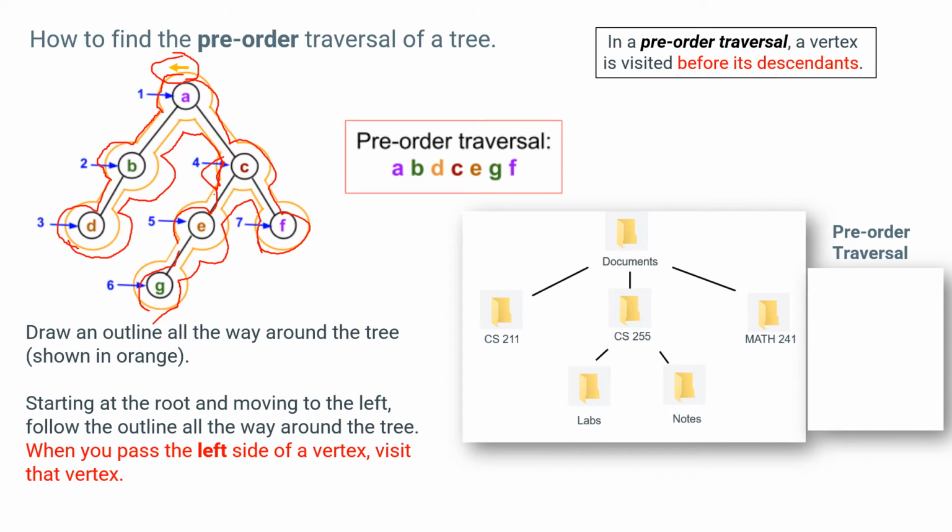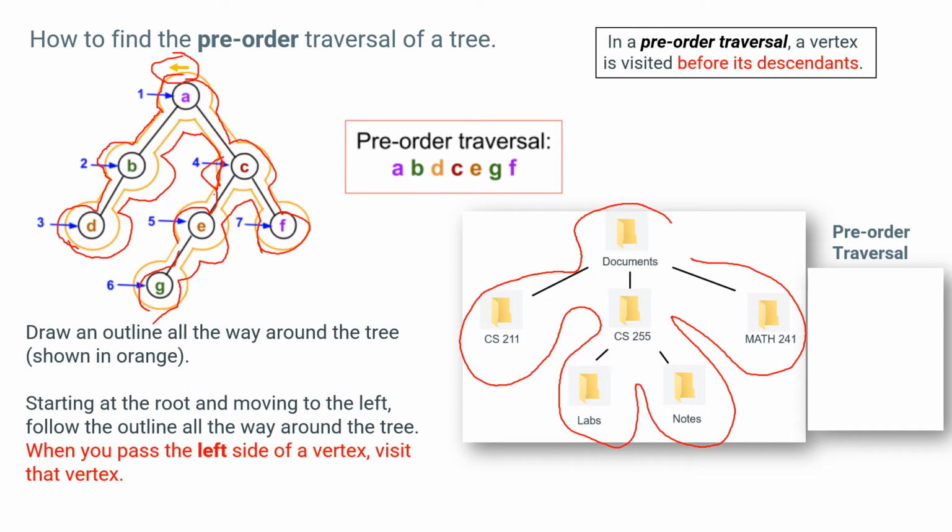So how about this? If we've got some folders, how would we do this? Again, we will start by drawing an outline around the tree here, and we're going to go to the left. As I visit the left side of a folder, I will say that I'm visiting that vertex. So here I'm to the left of documents. So documents would be the first one I visit.